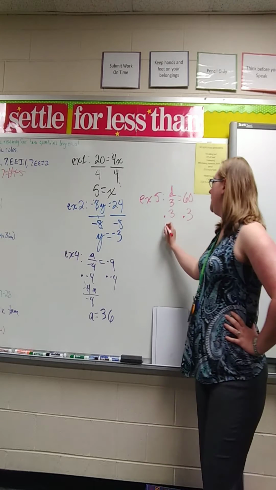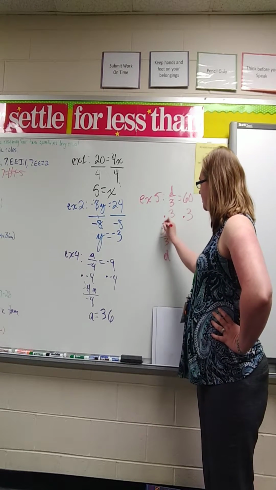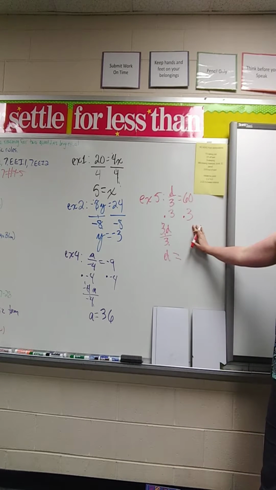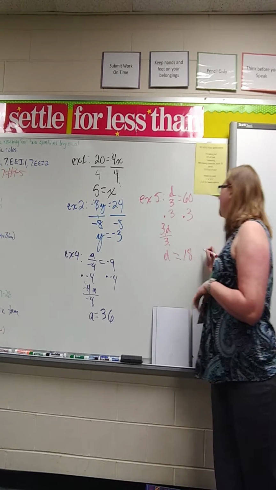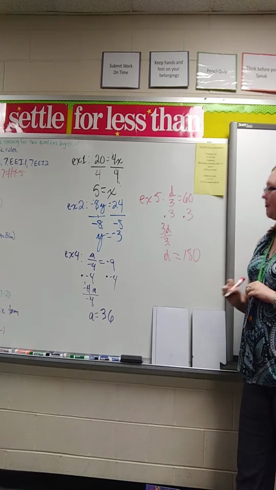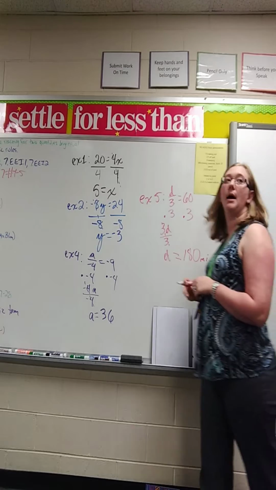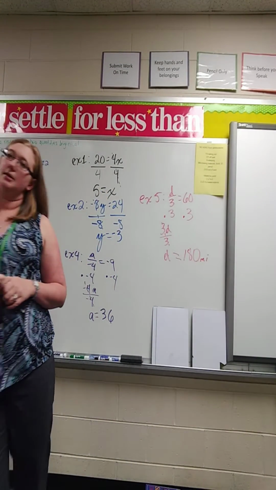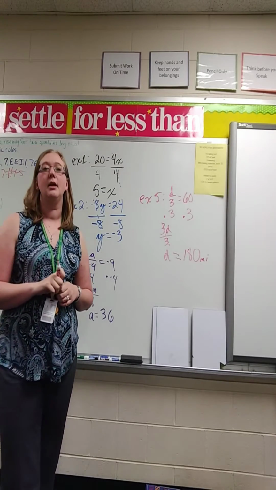This gives us 3d over 3, which is d, because those cancel. 6 times 3 is what? 18. Guess what, guys? We can just tag the 0 on at the end. 30, 180. So our answer is 180 miles. So you were off by 3. Hold on, stay with me.